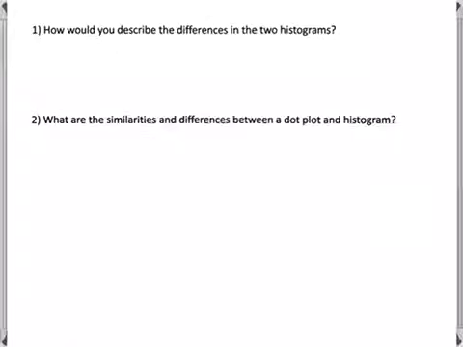These last two questions I'll leave up to you. How would you describe the difference in the two histograms? Go back and look at the histograms. What were some of the differences you noticed? And then what are the similarities and differences between a dot plot and a histogram? Go ahead and think about what you saw and how they're used, and then answer those.